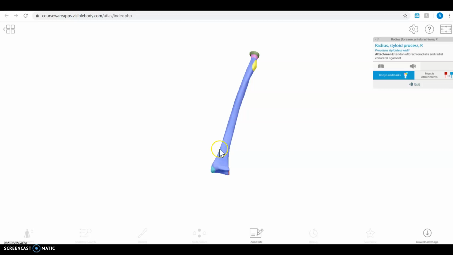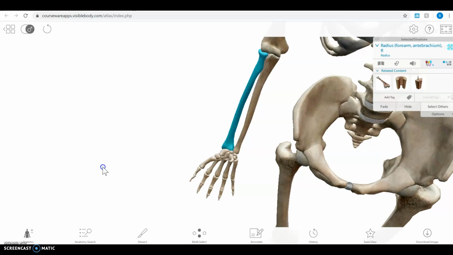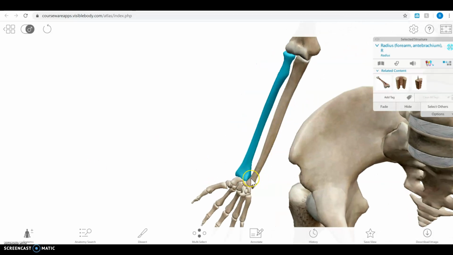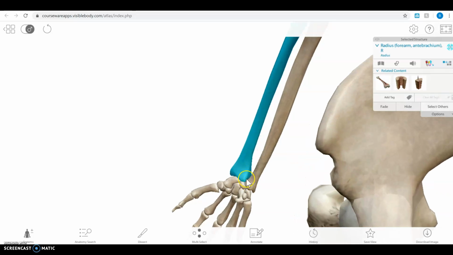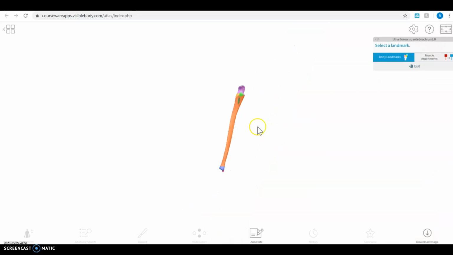Okay, so we will exit, and now we will look at the ulna. You can see, let me zoom in a little more, how it fits right in that ulnar notch of the radius. Let's look at the ulna. The ulna is a pretty easy bone to distinguish because if you look from the side, it has a U for ulna. So that's an easy way to distinguish the ulna bone.